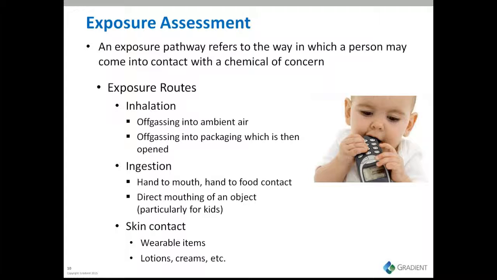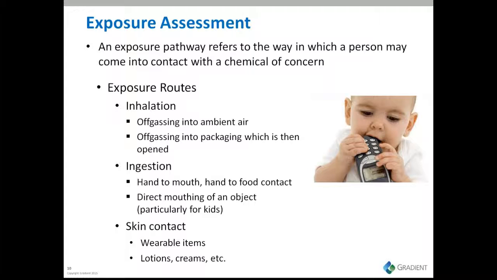And so we can think of cases, for example, where there might be inhalation. There may be, for example, off-gassing of a product in its plastic packaging. When the package is open, then the chemical that's gotten into the air inside the package can actually then be inhaled.